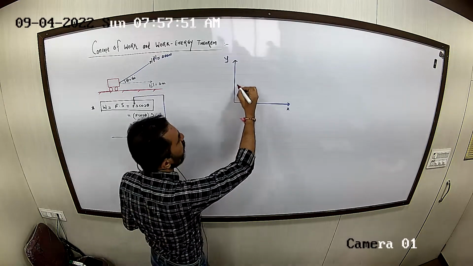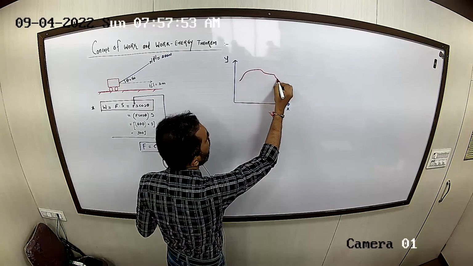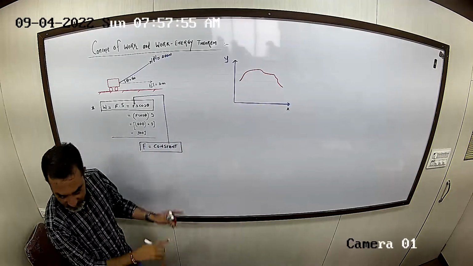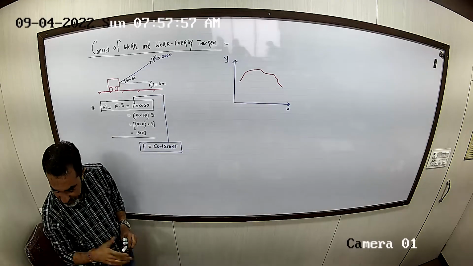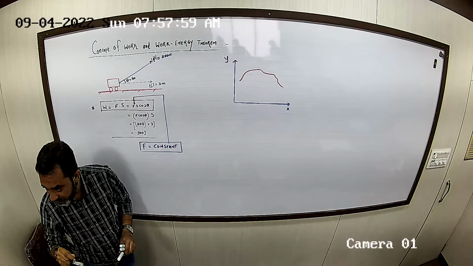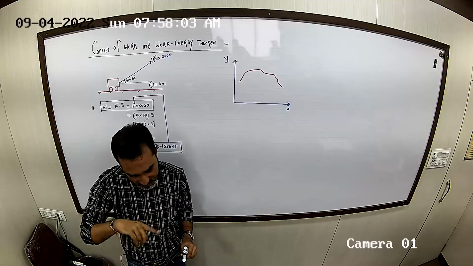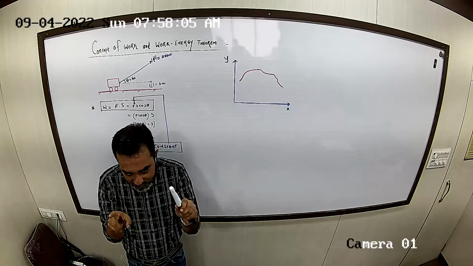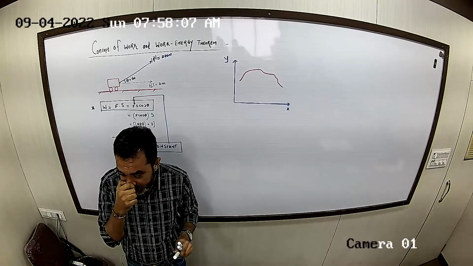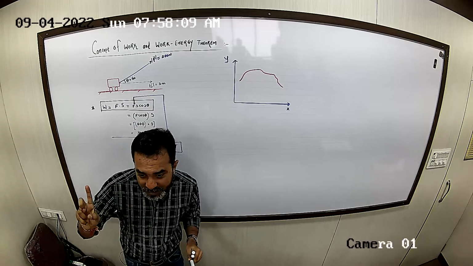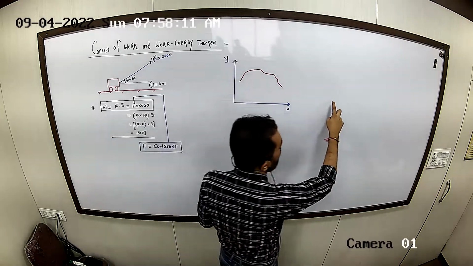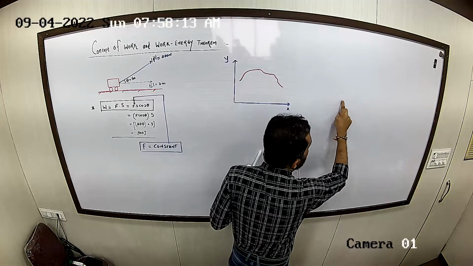Let's say something like this. Constantly y is variable. Is the meaning of this graph clear? Is it a straight line graph? No. It's a curve. No part of the graph is remaining parallel to the x-axis. If the graph is parallel to the x-axis, then I can say that the y quantity is remaining constant. Yes. If the graph is parallel to the x-axis, y's value will be fixed.